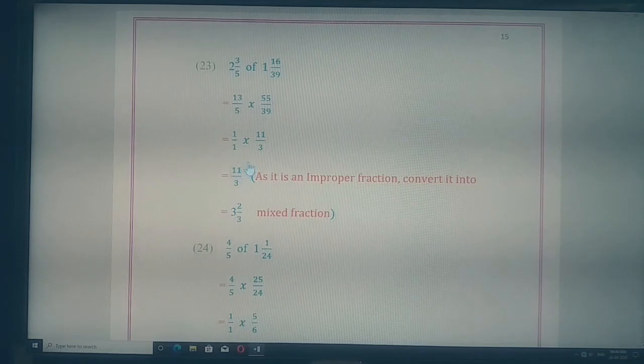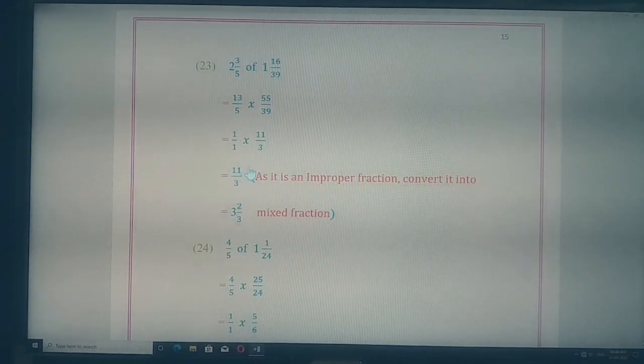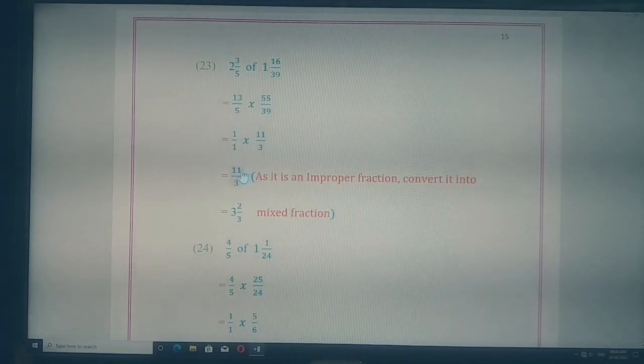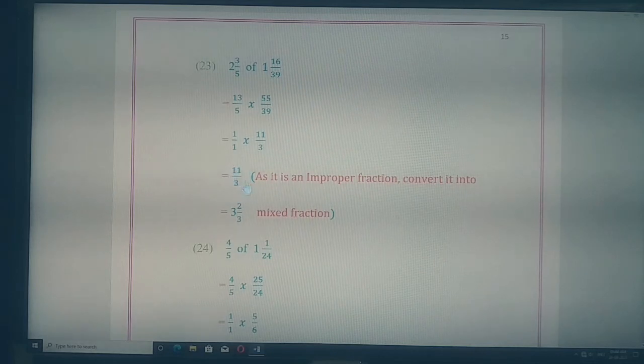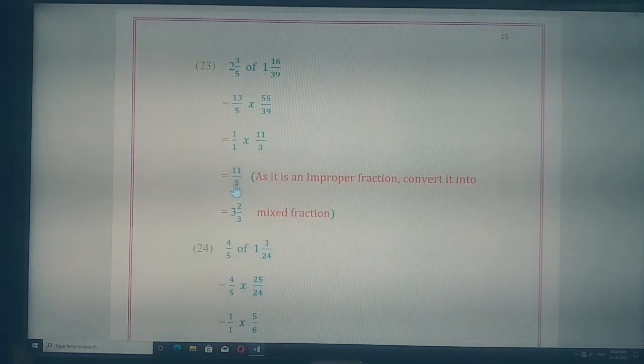Now, if you observe, it is an improper fraction because the denominator is smaller than the numerator. Whenever the numerator is bigger than the denominator, we have to remember it is an improper fraction. Denominator is smaller and numerator is bigger. Again I repeat, when the numerator is bigger in a fraction, then that fraction is known as an improper fraction. Here 11 upon 3 is an improper fraction. So we have to convert it into a mixed fraction.